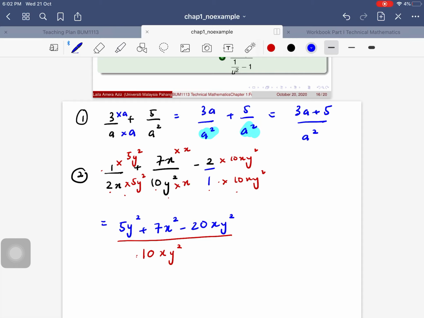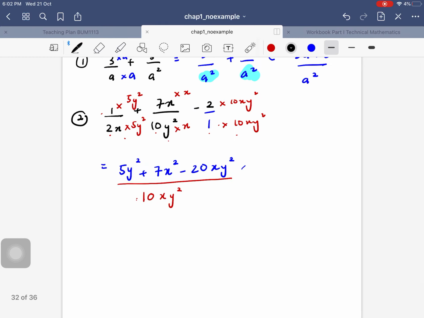Now, can you simplify this? I don't think so. I don't think there is a way to simplify this, so just leave it like that. Now that the denominator is the same and I cannot simplify the top, I'm going to leave it like that. So that is the second example.